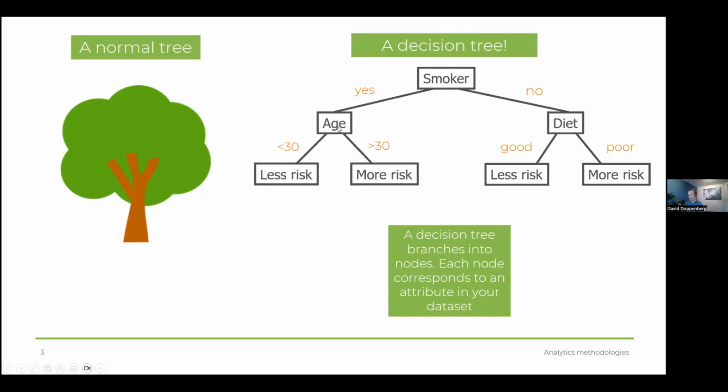Then in these subtrees, we can ask a new question to our observations. In the case of the left subtree, we are going to ask the age of the person. If the person is younger than 30, we will assign less risk of lung cancer to that person. If the person is older than 30, he will be assigned the label more risk. Also good to mention here, the classification labels are in this case less risk or more risk. More risk would maybe be the positive label, less risk the negative.